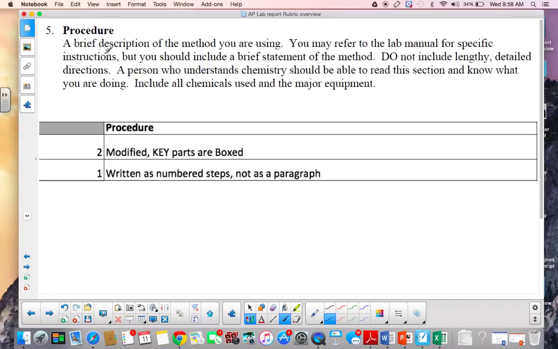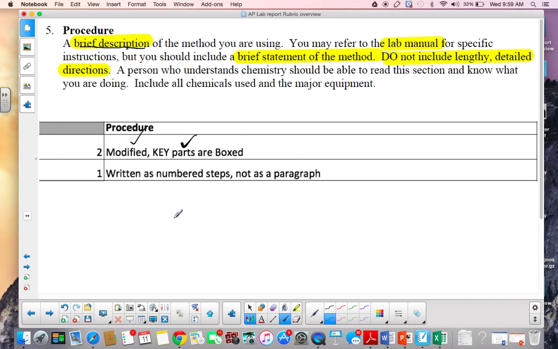Next, procedure. A brief description. The idea is on the AP exam, you're supposed to be able to explain how to set up an experiment. In fact, either question 2 or question 3 on the AP exam, they're going to ask you how you would construct an experiment. So it's important that you use not necessarily the lab manual, but the instructions that we have for the lab to include a brief statement of the method. Don't copy word for word, but it should be specific and brief. The idea is someone should be able to read this pretty quick, and it's been modified.